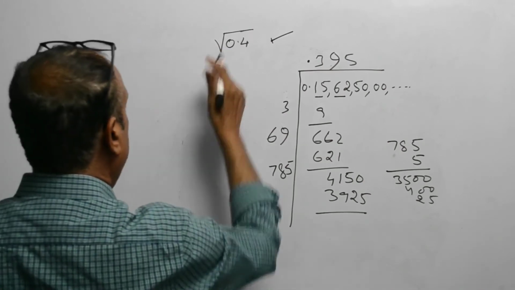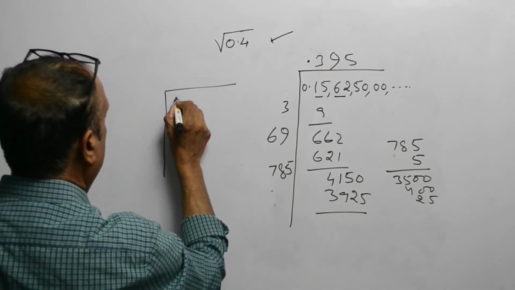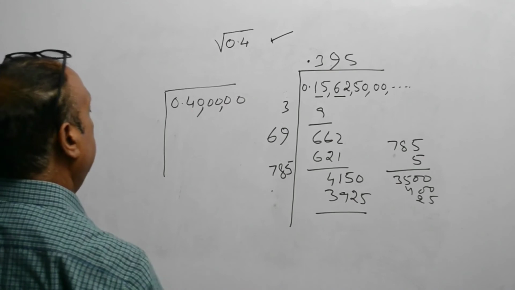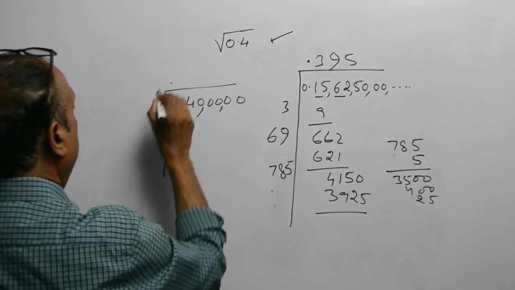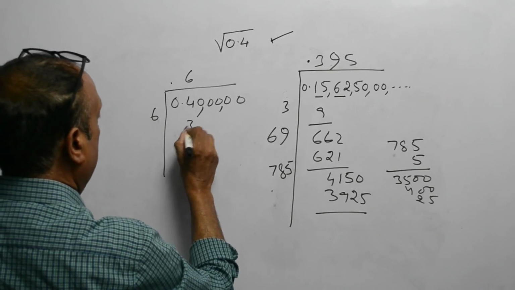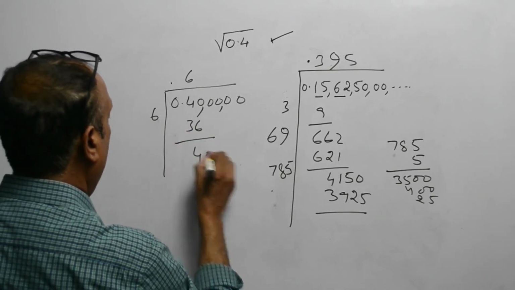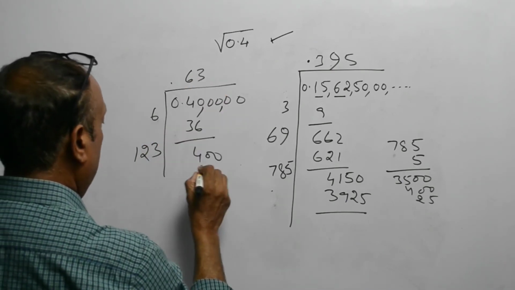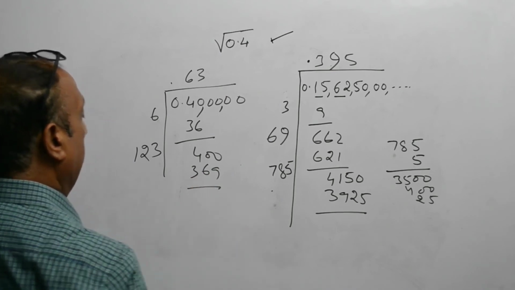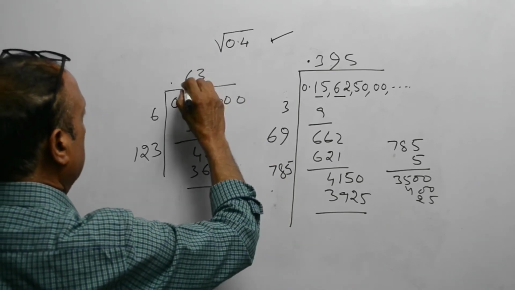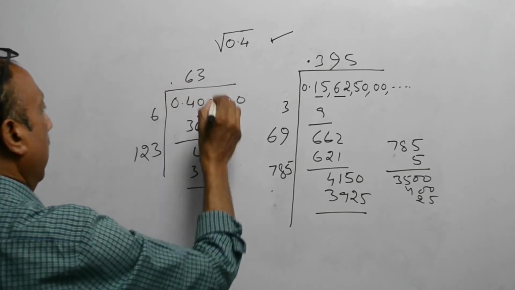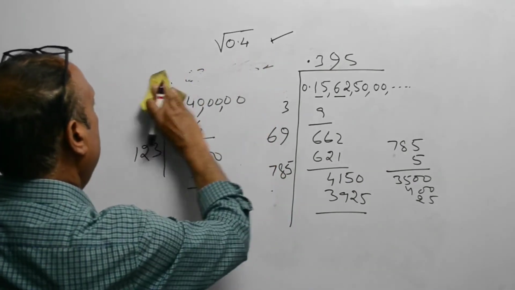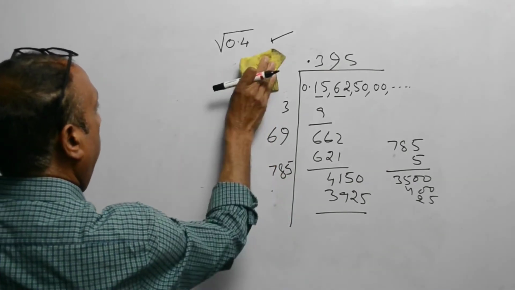And similarly, when we solve this problem, we will do like 0, 0, 0, 0, 0, 0. We can put as many zeros as we need. So point over here 6, 36. So 4, 0, 1, 2, and it will be around 3. So 3, 6 and 9, and the answer will be around 0.632.